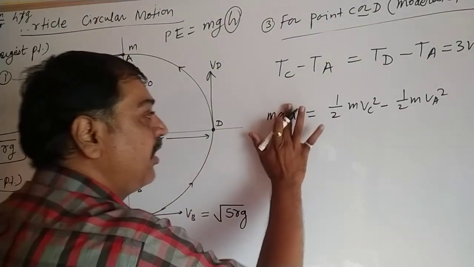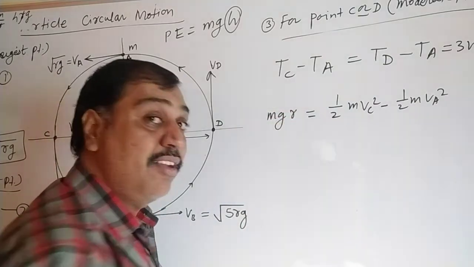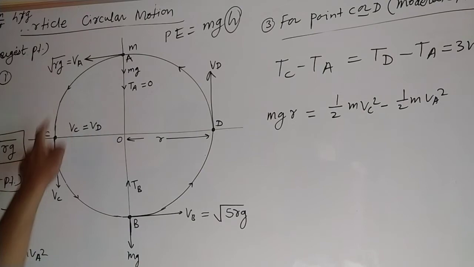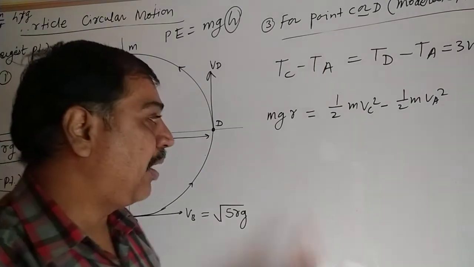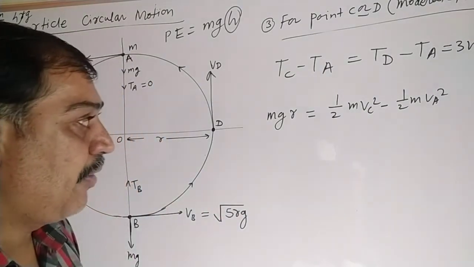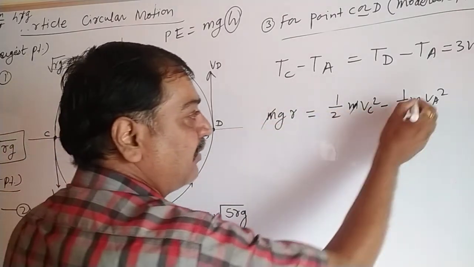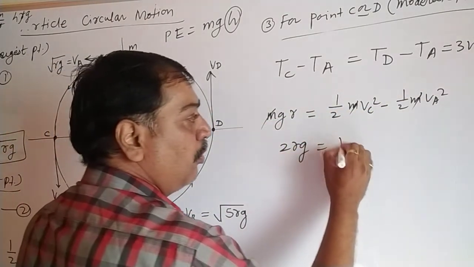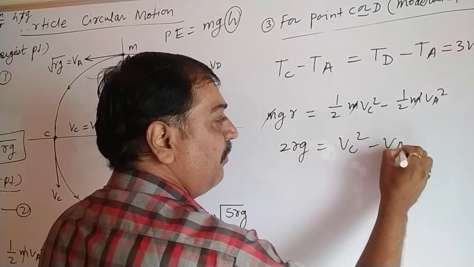So we can put here it is r. Initially we have put it as twice r because A and B are separated by twice r, A and C separated by simply r. So we can write this equation. Now here again m from all sides gets cancelled out, multiply by 2. So twice rg equals Vc square minus Va square.